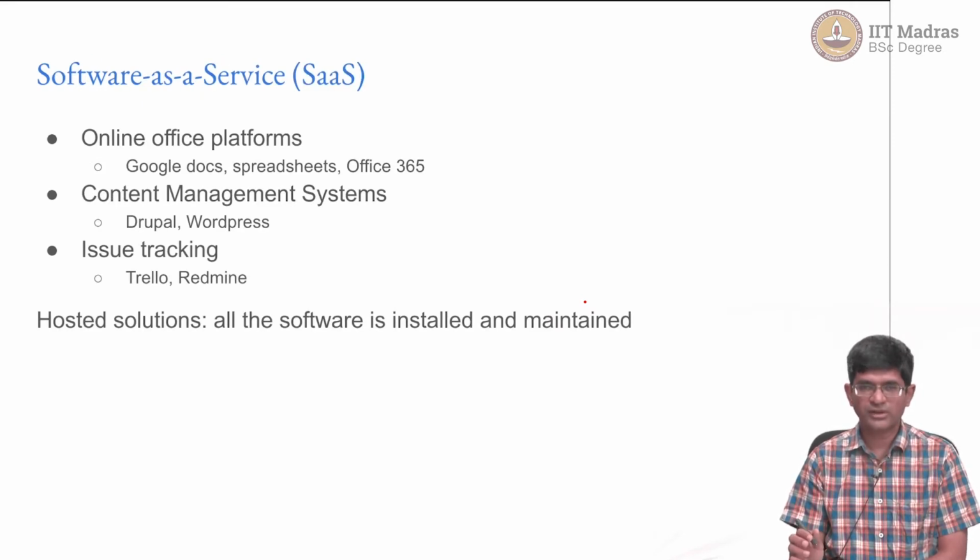So one of the first things that came along was the so-called software as a service. The examples that you are probably most familiar with are things like Google Docs, Gmail, Google Spreadsheets, Forms, Microsoft Office 365. And you could also have some kind of content management systems, Drupal, WordPress. There are people who actually host those, meaning that they completely install the software for you. All that you need to do is create an account and use it.